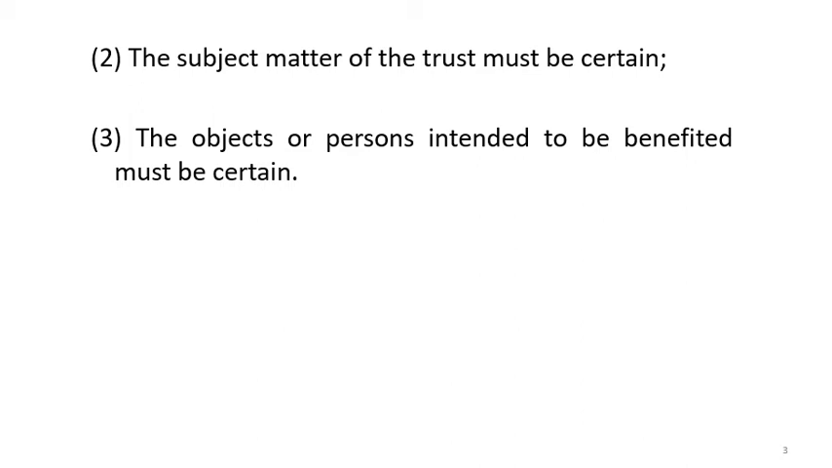But in some other cases, like a charitable trust, even though the people who are intended to be benefited are not very certain, it is still identified as a trust. But generally, to some extent it should be identifiable.